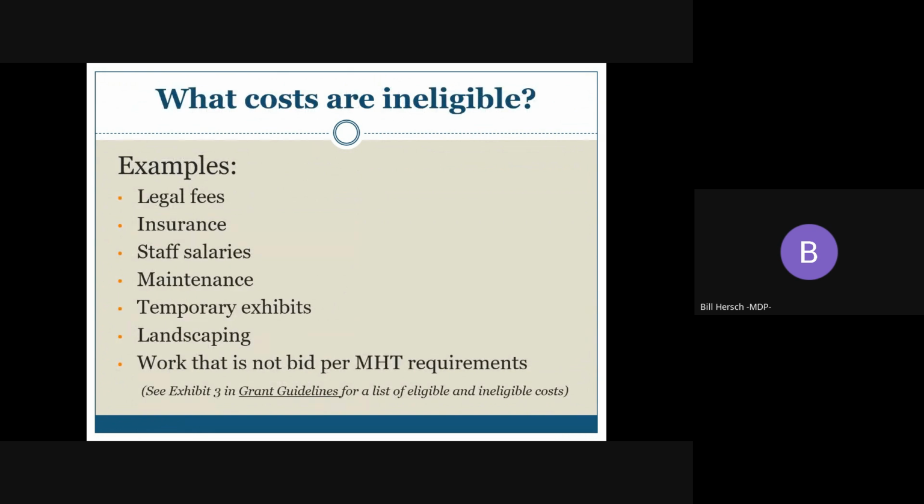I've already mentioned a few ineligible costs, but I wanted to provide a few more examples of other ineligible expenditures of grant funds. These include legal fees, insurance, staff salaries, annual maintenance, temporary exhibits, landscaping, and work that is not bid per our program policy. A more complete list of eligible and ineligible costs can be found in the grant guidelines, which can be accessed on our website.